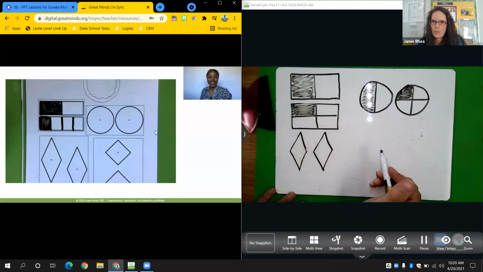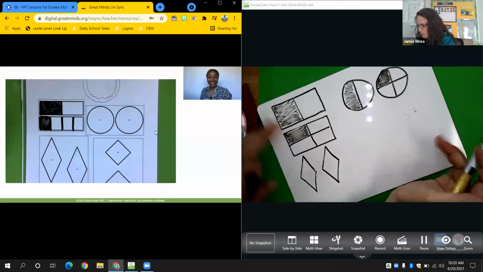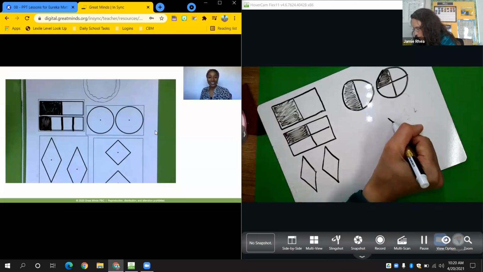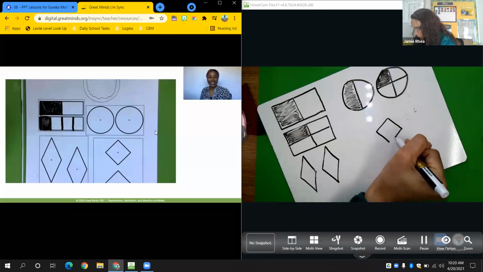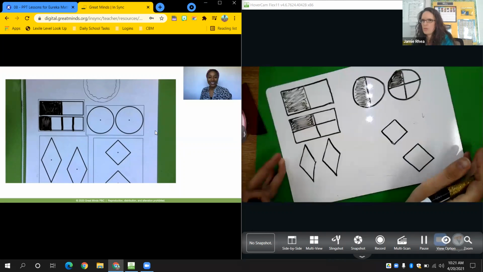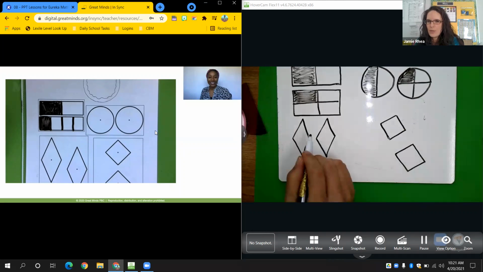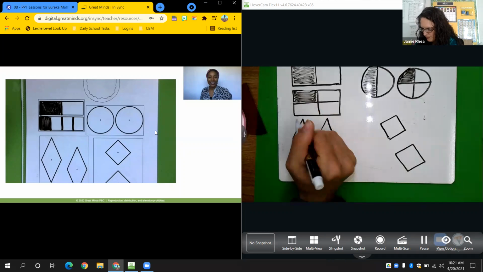The other 2 are more like squares. So if you want to turn your board kind of sideways and draw a square, and another square, and then when you go back, they're kind of like that. Okay, so we need to make this one into half. I'm going to do it this way.